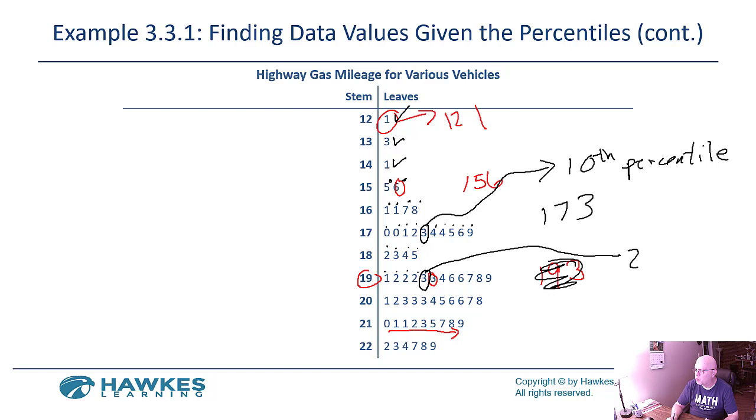So for the 20th percentile, I'm just shortening that. We've got 193 is the 20th percentile. And 173 is the 10th percentile. That's how you work it.